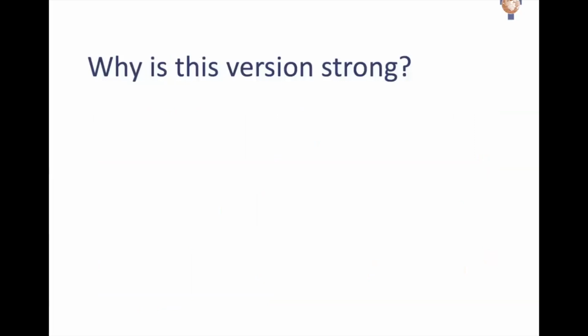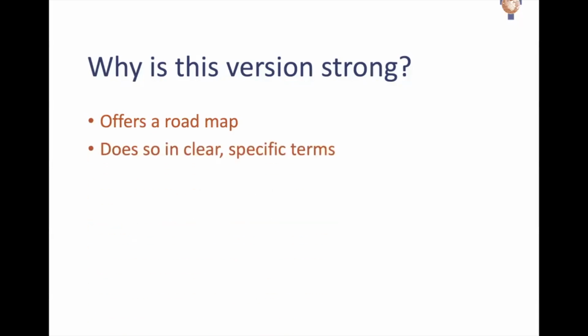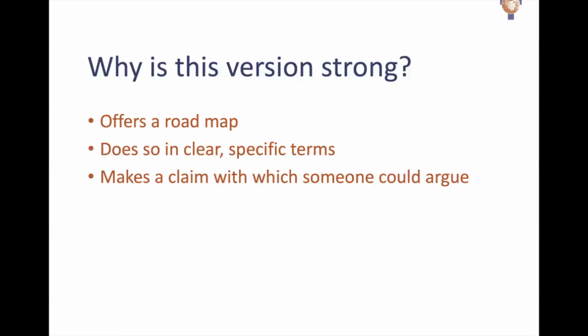So why is this version strong? Well, it offers a roadmap: theology in Amos, preaching, and living. And it does so in clear, specific terms. And it makes a claim with which someone could definitely argue. It's going to start a conversation, especially in that last bit where it suggests that we might see some problems with HPM practices, perhaps. But that's a good thing.